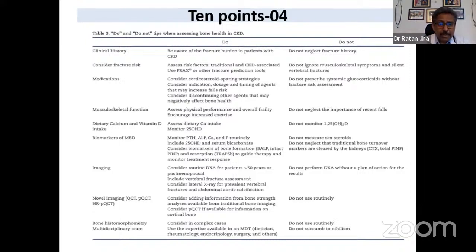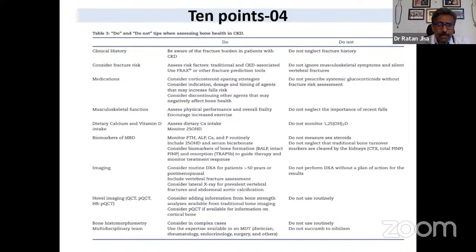Imaging is a must in all patients who are above the age of 50 years, including vertebral fracture assessment by the tool that may be available with DEXA scan. In case it's not available, we should consider a lateral X-ray for prevalent vertebral fractures and abdominal aortic calcification, because they are indirect markers of vertebral risk. But we should not perform a DEXA scan without a plan of action for the results. That is, if this is the report, what will you do? Novel imaging can be considered, but it is not to be used routinely.